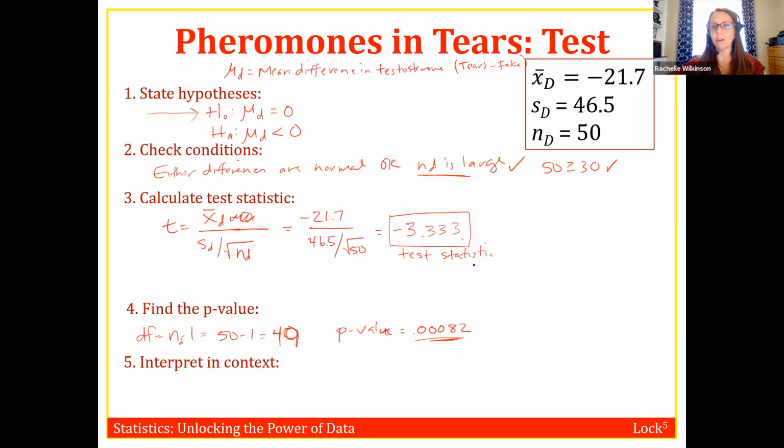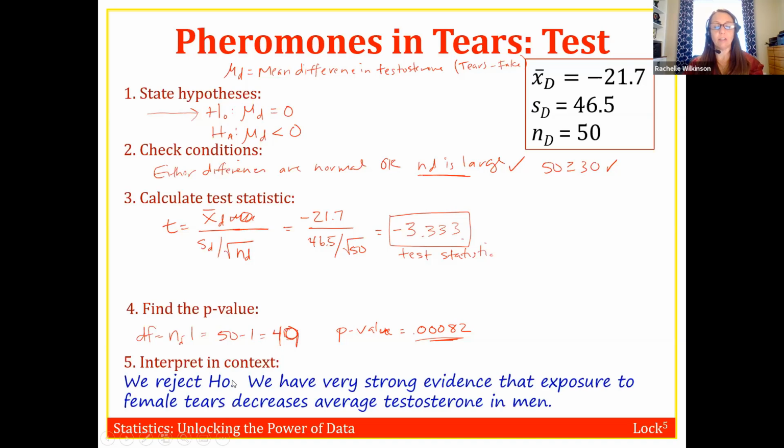And when p is low, then H0 must go. So for our conclusion, we would reject the null hypothesis. Our p-value is super low, so we have pretty strong evidence that exposure to female tears decreases the average testosterone in men.